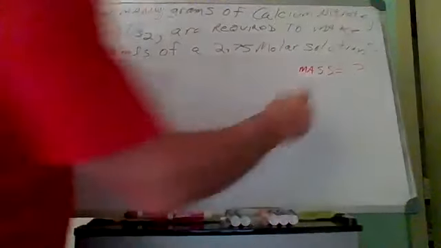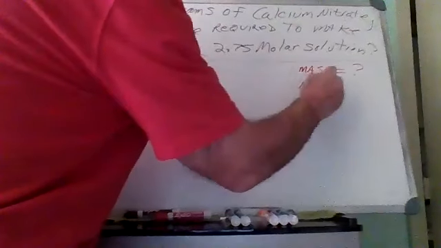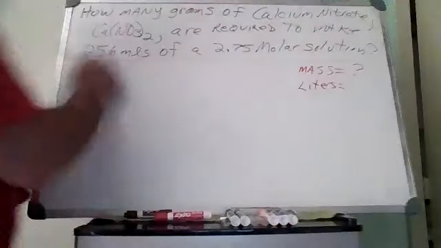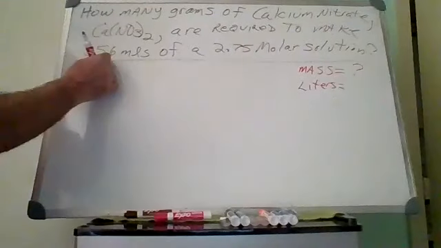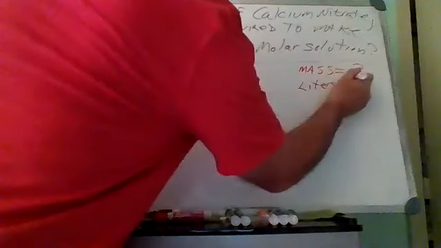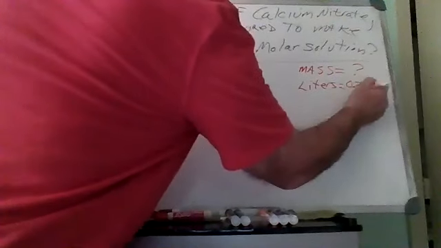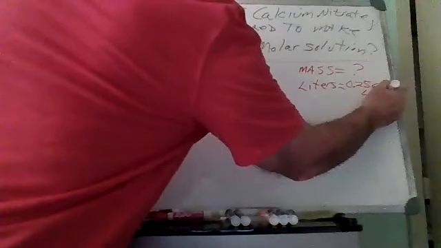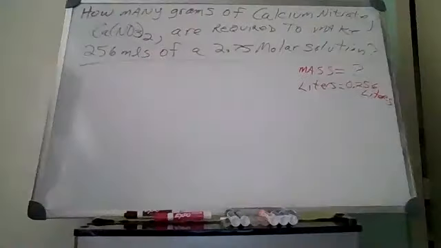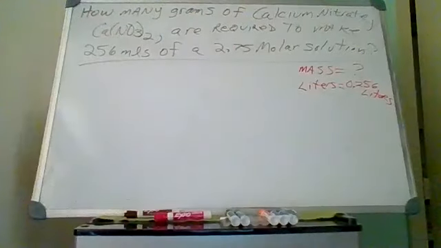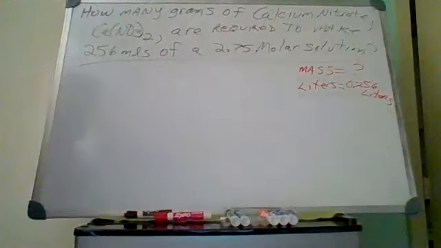256 milliliters. So liters equals not 256, but 256 divided by 1,000, which is 0.256. And I've run out of room here, so I apologize. I like to write everything on one line there. 0.256 liters of a 2.75 molar solution.